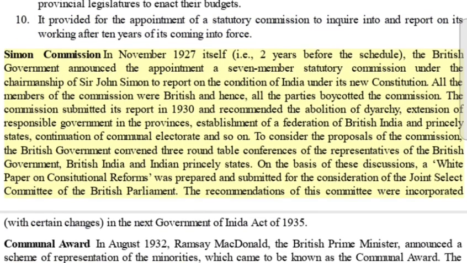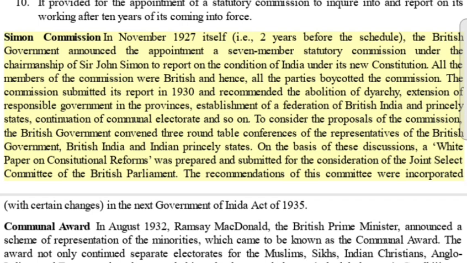Simon Commission. In November 1927 itself, i.e., 2 years before the schedule, the British government announced the appointment of a 7-member statutory commission under the chairmanship of Sir John Simon to report on the condition of India under its new constitution. All the members of the commission were British and hence, all the parties boycotted the commission.